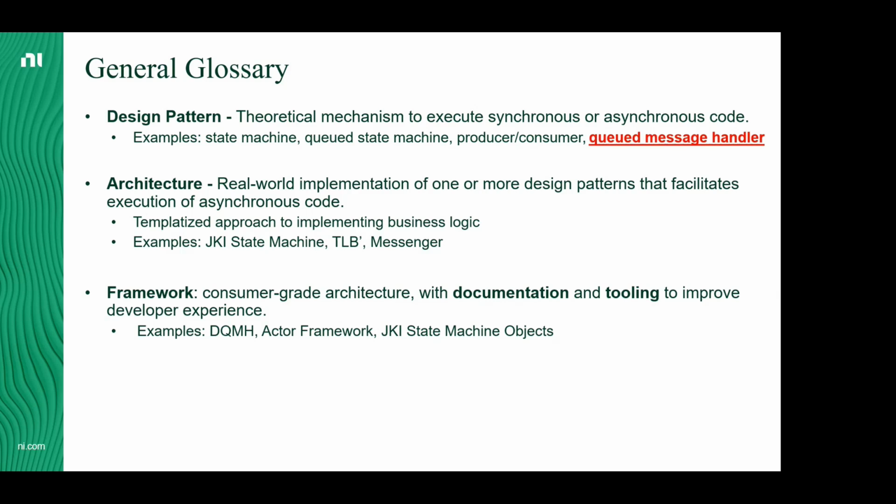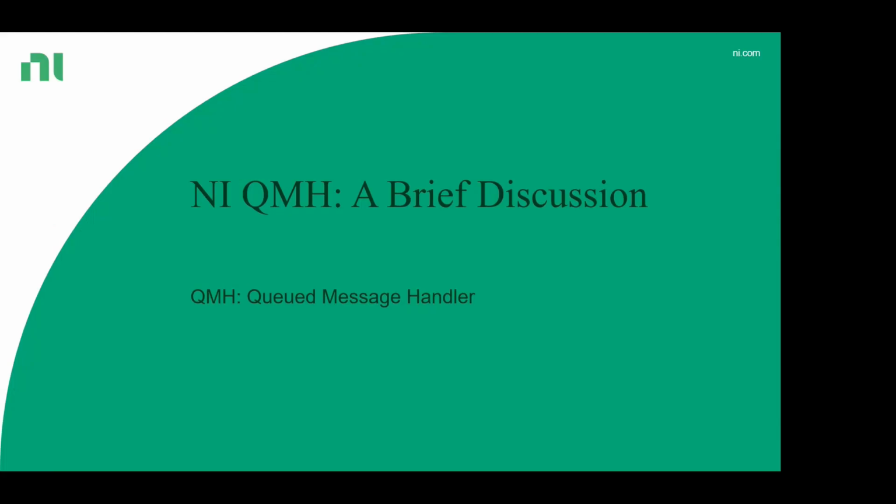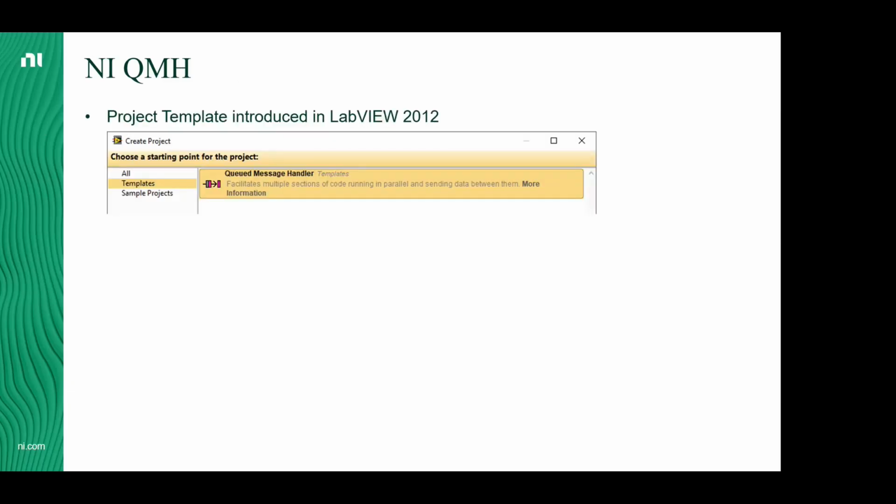Now, you see up there, we have the term queued message handler as a design pattern. Given that queued message handler is a QMH and DQMH has those three letters in it, you might suspect that DQMH makes heavy use of the queued message handler design pattern, and you would be right. So I need to give a brief discussion and background of the queued message handler, specifically the NI queued message handler. This is a project template that was added to LabVIEW 10 years ago.